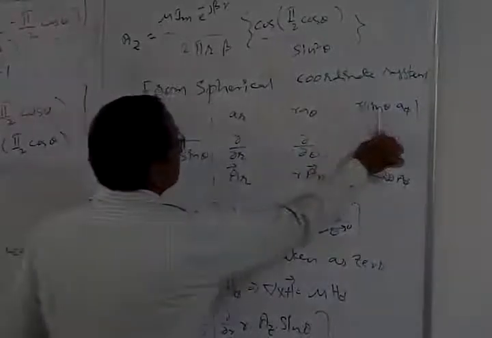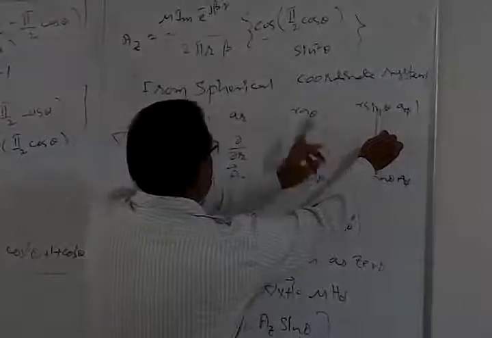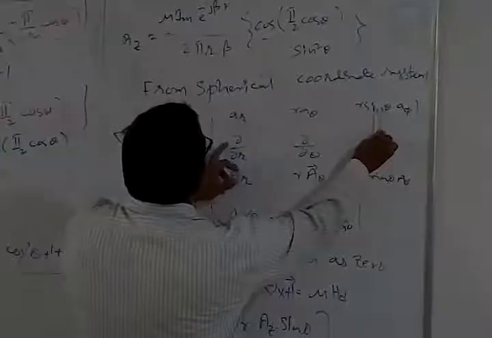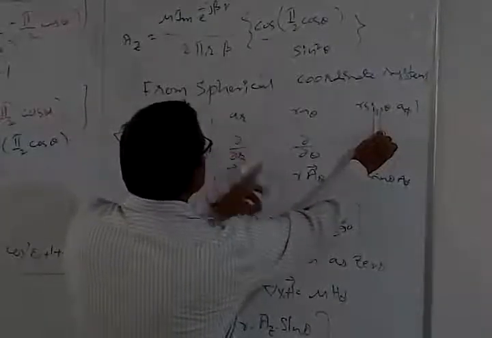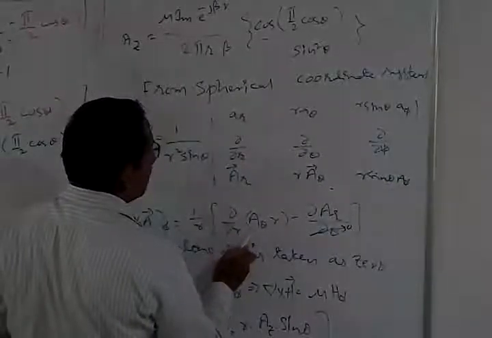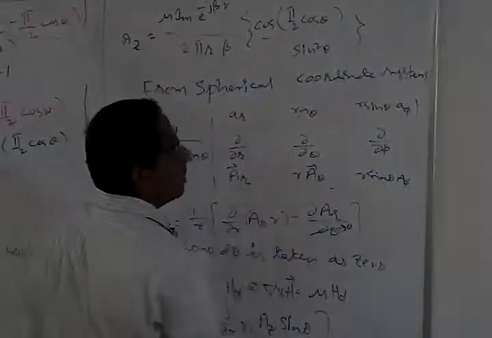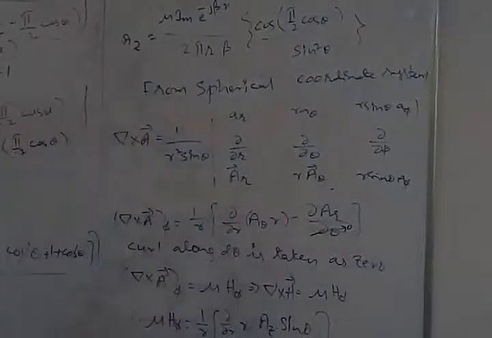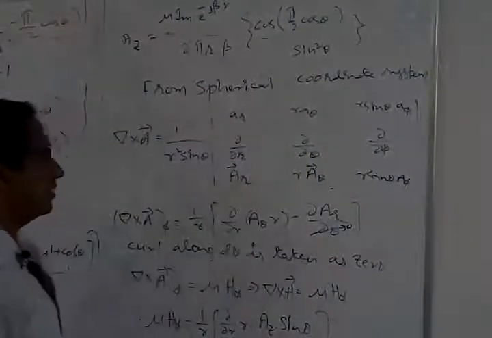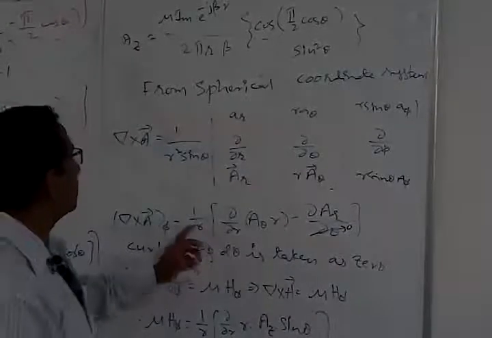A phi means what? This part. So close this part. So if I want to get this particular A phi component, what will I have here? I have dou by dou r into A theta into r, that means dou by dou r of A theta into r, minus dou AR by dou theta. Now here what we do is we will take theta is equal to 0. The curl along d theta is taken as equal to 0, therefore this part is made equal to 0 for simplification. I am left with this particular part.